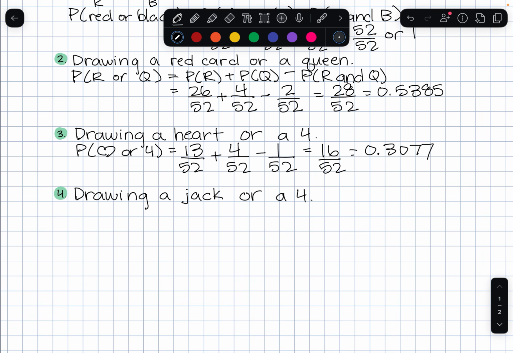Last example, drawing a jack or a 4. So jack or 4. We remember from our last video that that event is mutually exclusive. There's no card in the deck that's a jack and a 4. So there are 4 jacks. There are 4 fours. There are no jacks and 4s. So this is 8 out of 52. And 8 divided by 52 is 0.1538.